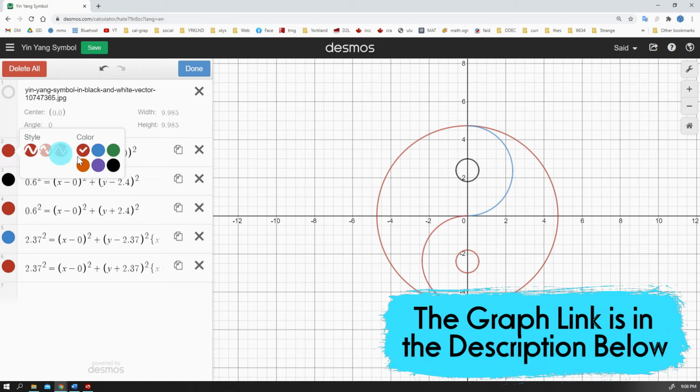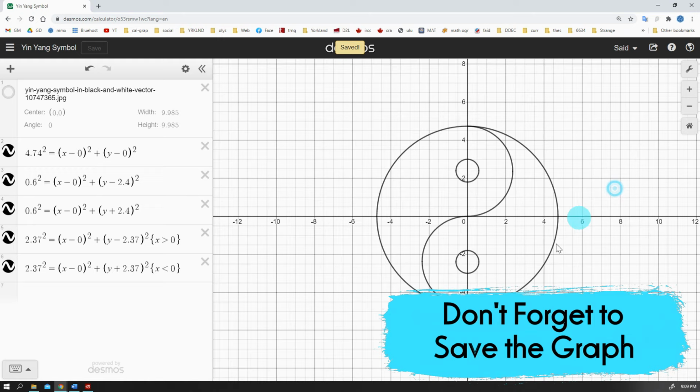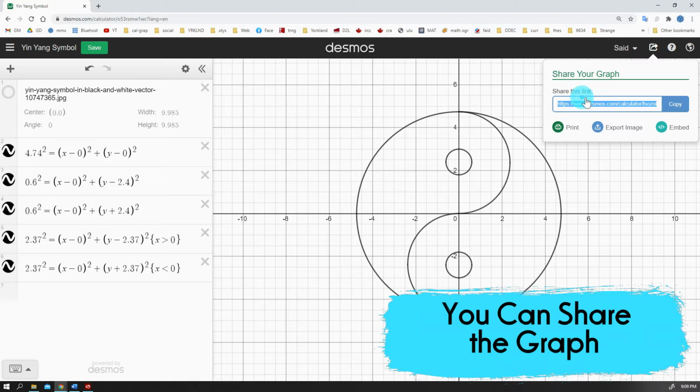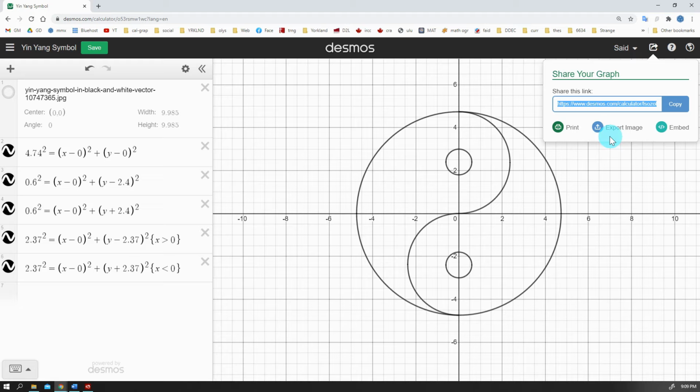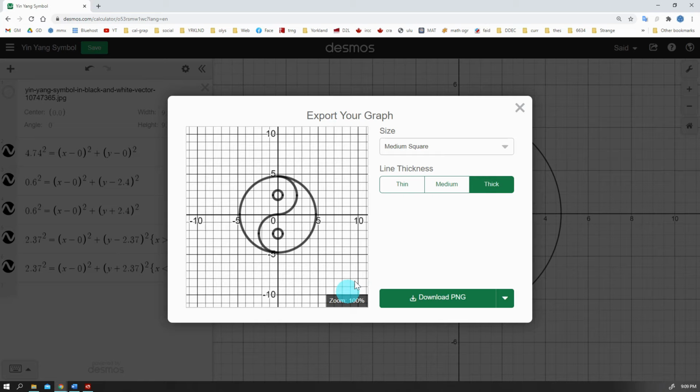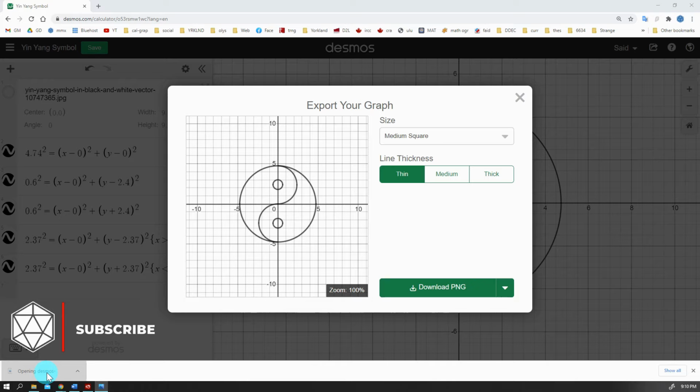Let's save it. You can also send this to your friends, your students, your teachers. Just click the share option at the right top corner. It gives you the link and you can copy the link and share it. It is that simple. You can also share it as a picture. Just click this export image icon here and it lets you download the PNG file. You can change the line thickness and do some other settings here. It's good. Let's check this out. Yep, it's a good quality picture.